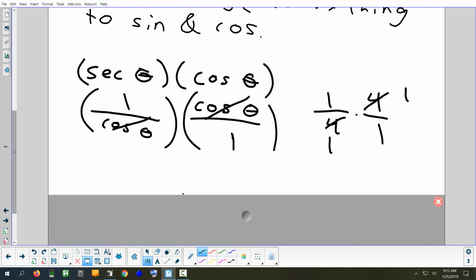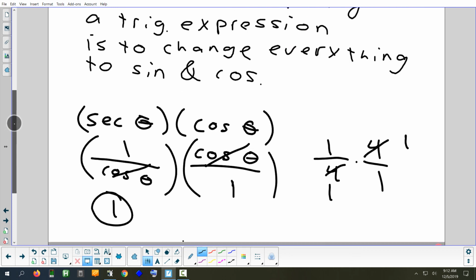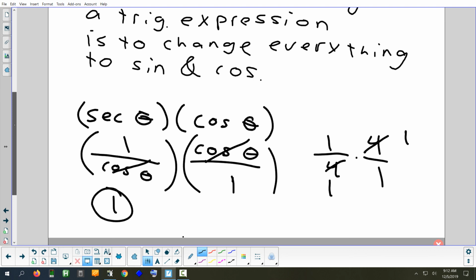Sebastian, if I do that, what's left in the top now? 1. What's left in the bottom? 1. What's 1 divided by 1? 1. And that's your answer. So this is a trig identity that when you simplify the whole thing down, all the trig actually is gone, and the answer is just a number. That usually doesn't happen, but in this one, it did.